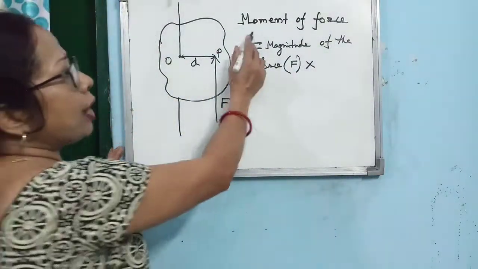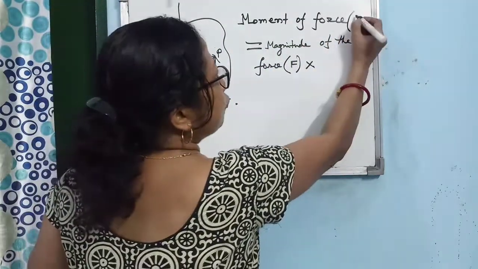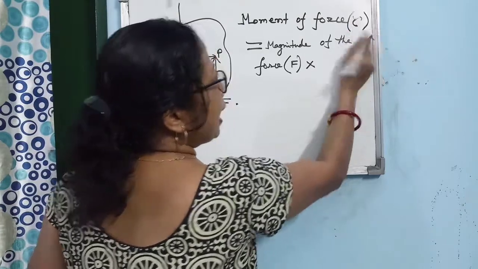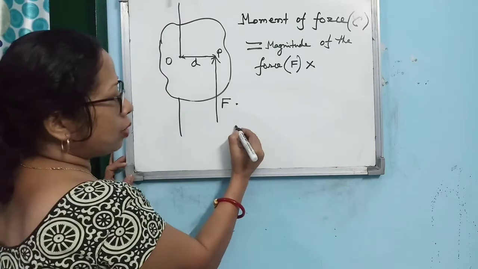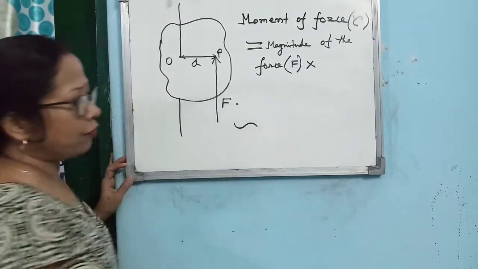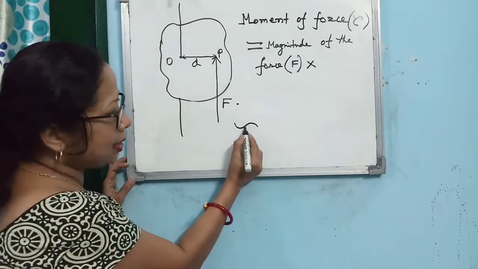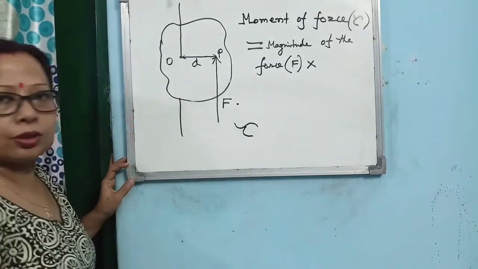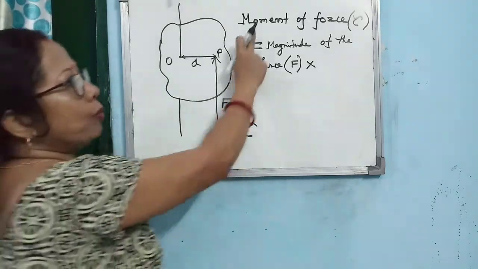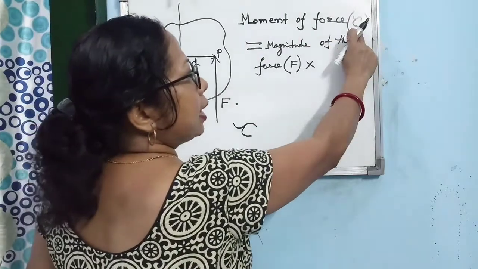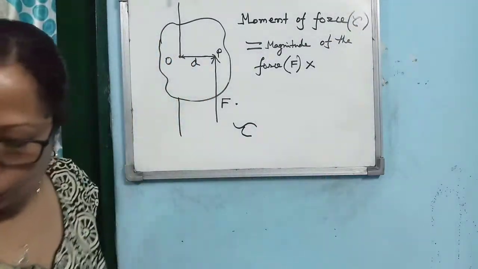So how do we define moment of force? Moment of force we denote by the Greek letter tau. I am just showing you how to write tau. This is the way you write the curve, and then here a C. So this is tau. It is a Greek letter, okay? And moment of force we always denote by the Greek letter tau.